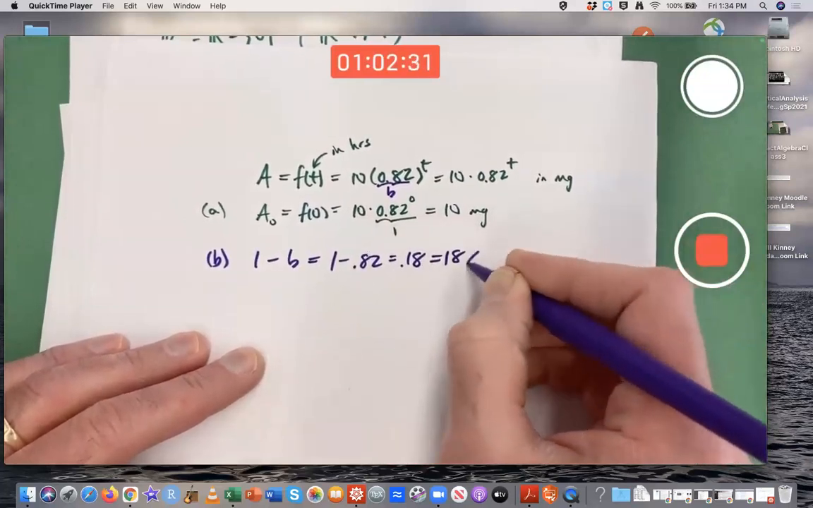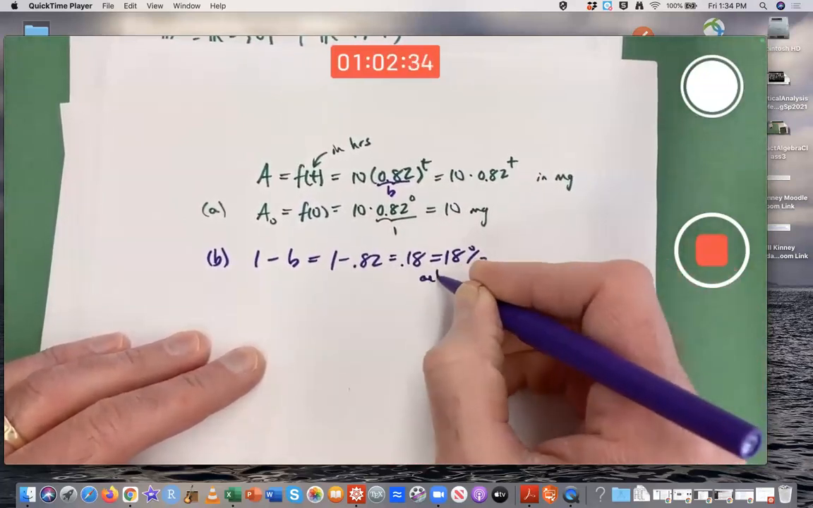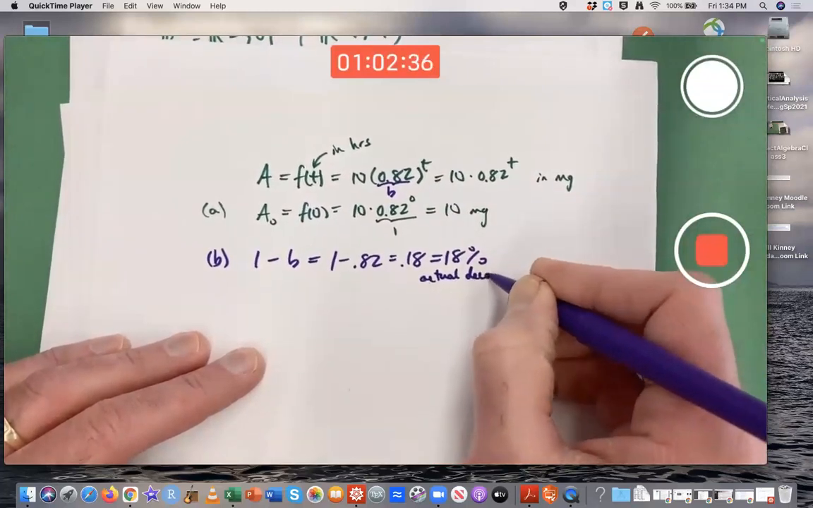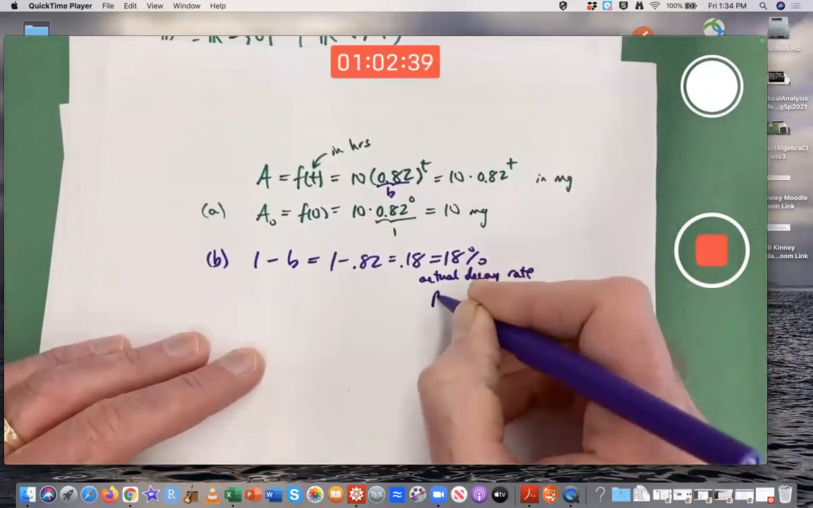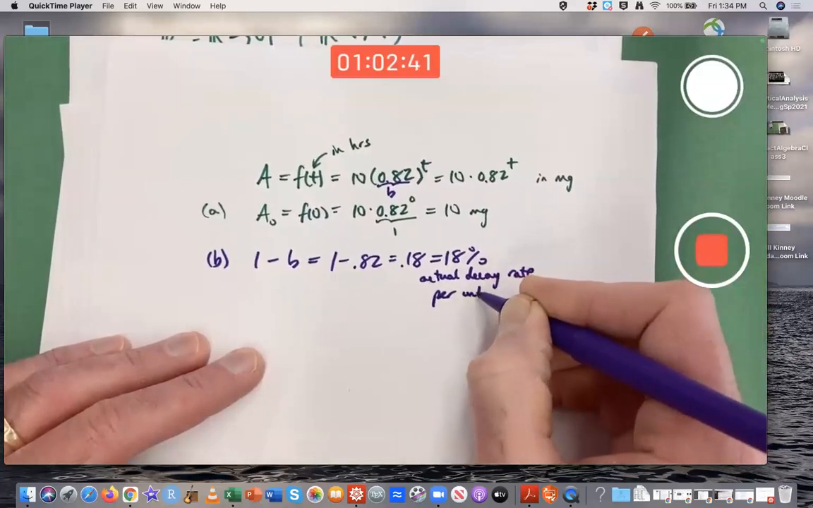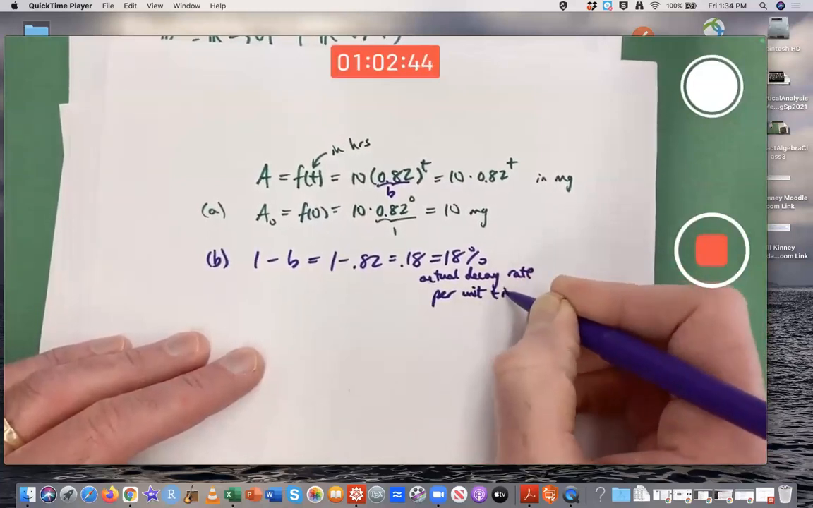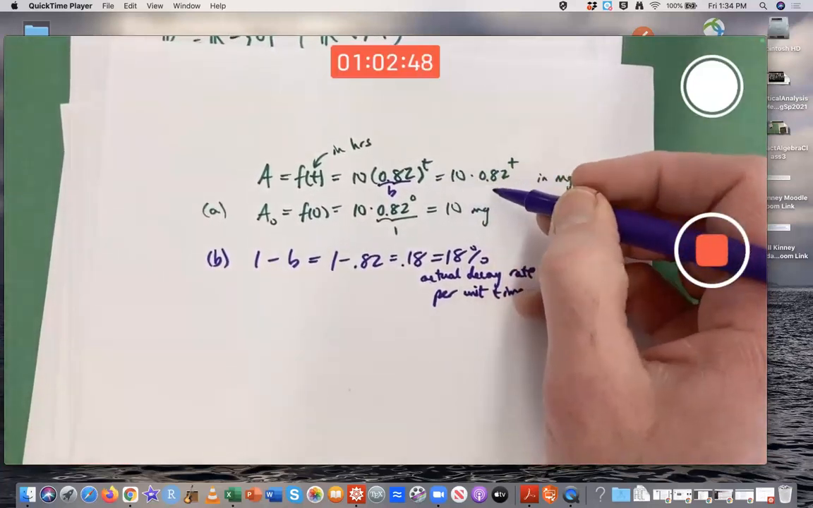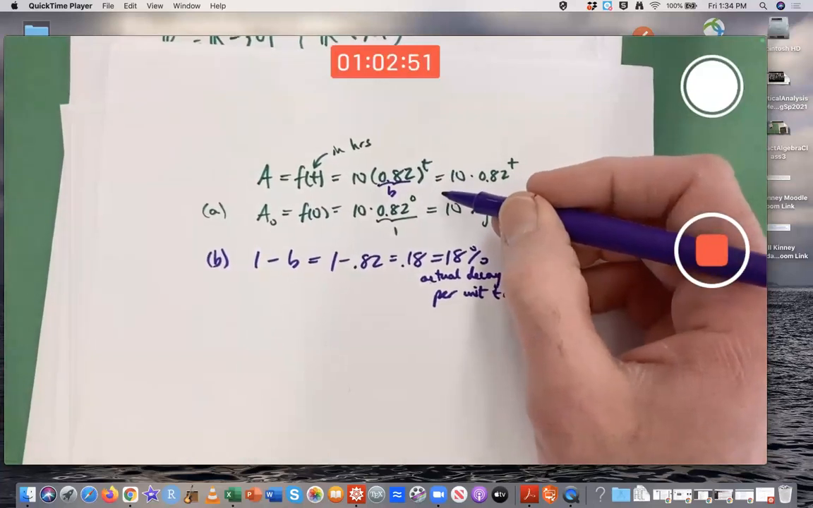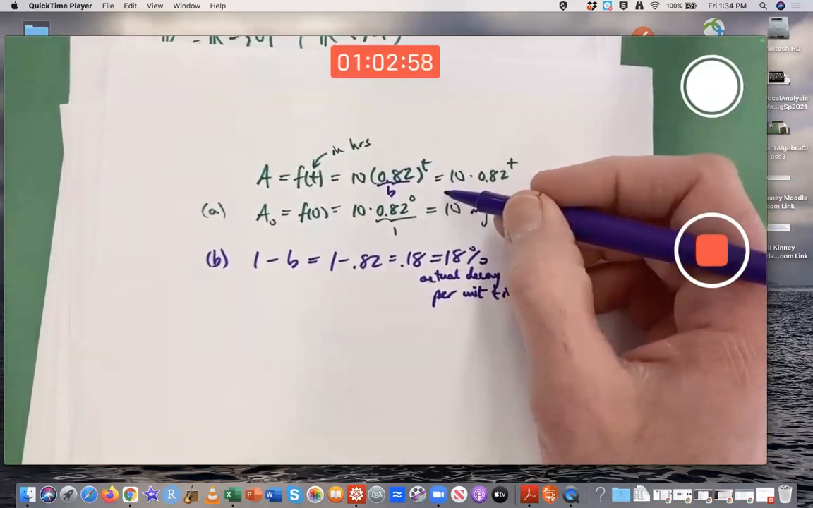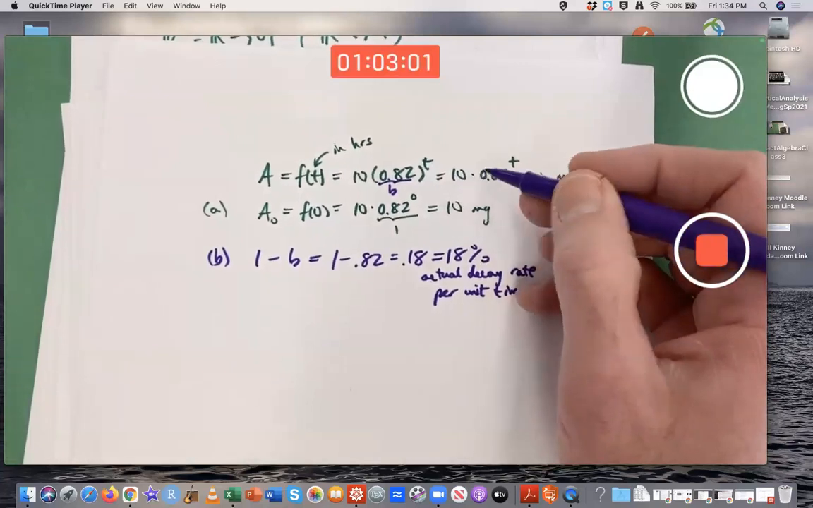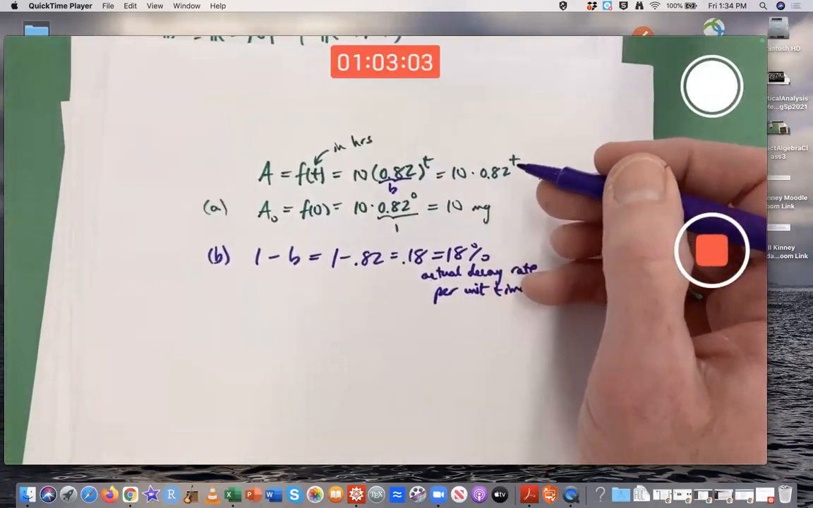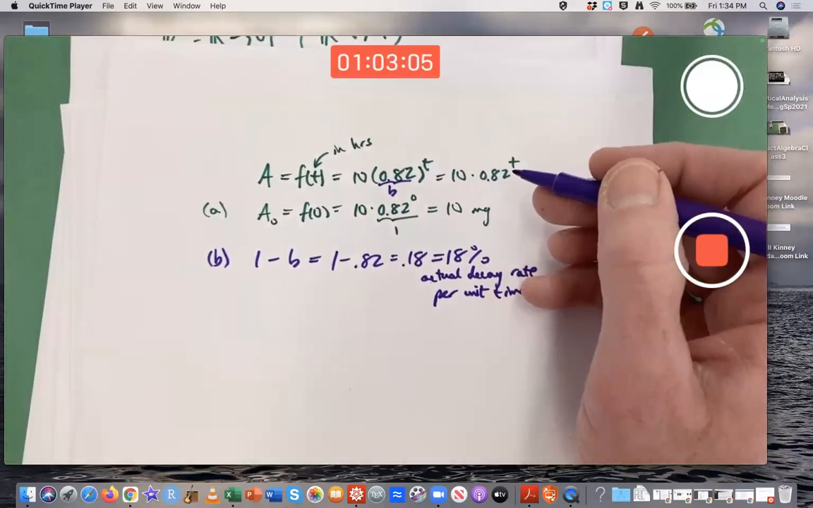18% decay, the actual decay rate per unit time. If you want to make sense out of that, why does that work? Well, just plug in t equals 1. The starting amount was 10. If you plug in t equals 1, 10 times 0.82 is 8.2. The amount of the drug went from 10 down to 8.2. It went down by 1.8 milligrams, which is 18% of what you started with, 18% of 10. That's why it makes sense.